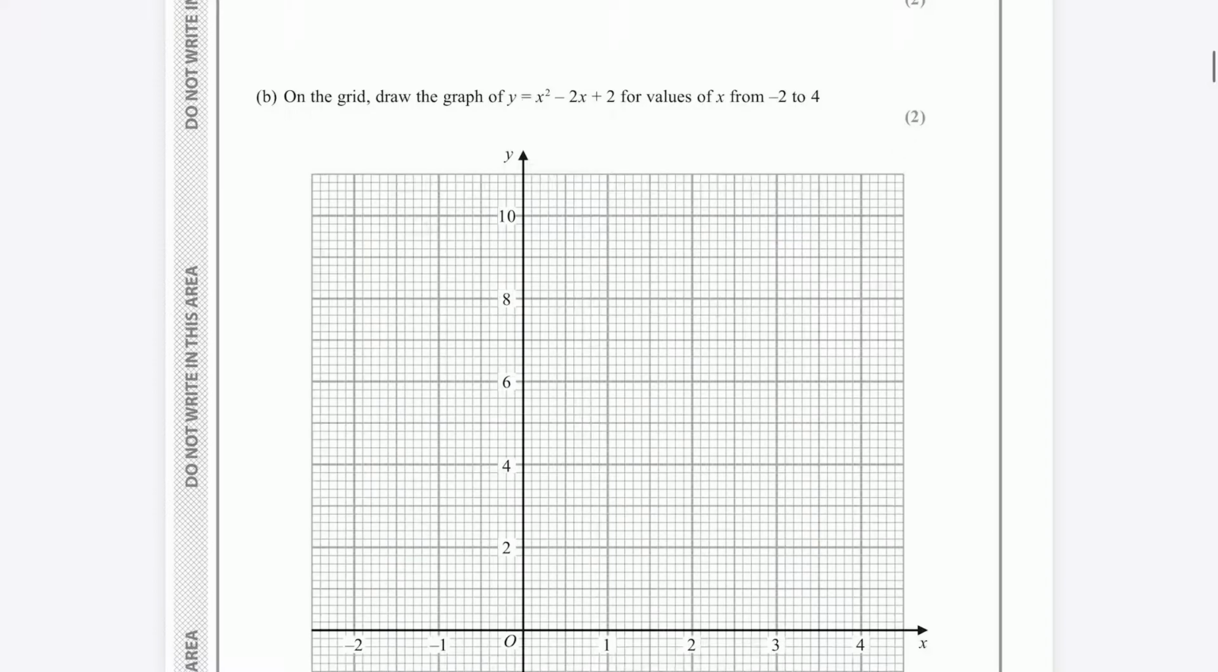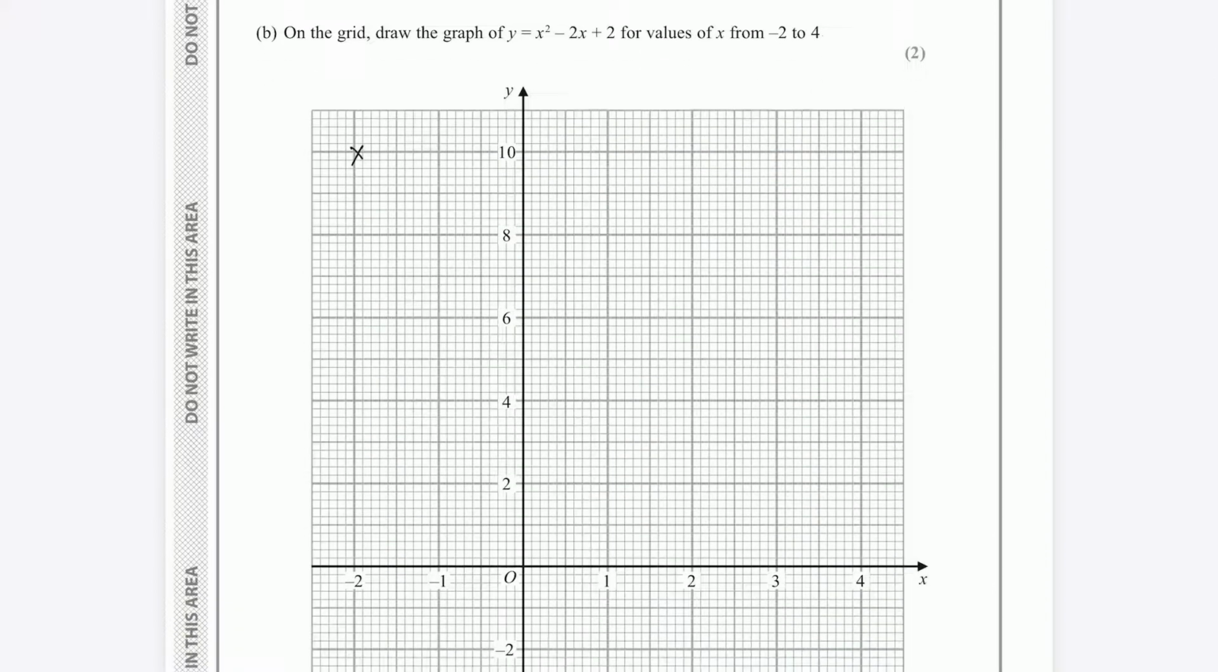And the next question is asking us to plot this. So -2 and 10. So that's going to be that one there. -1 and 5. 0 and 2. 1 and 1. 2 and 2. 3 and 5. 4 and 10. And then a smooth line through them all.